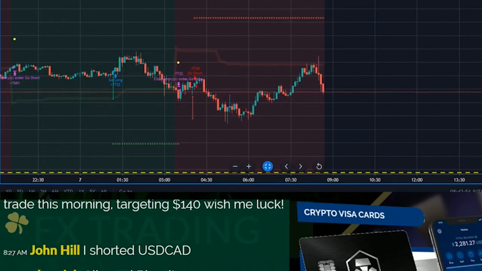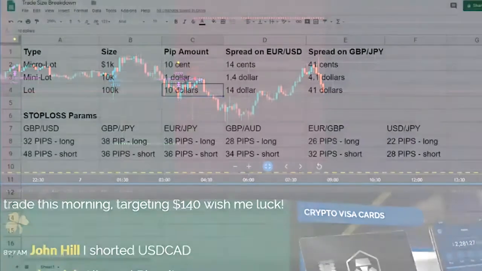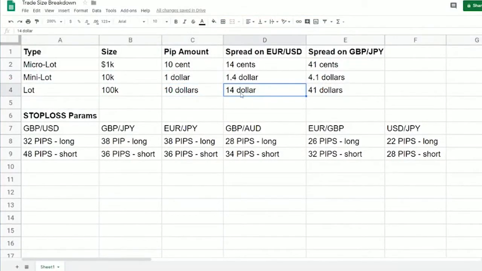So that's kind of giving you an example of that. The spread on a lot would be $14 if you bought or sold the euro dollar. Pound yen will be $41. You will be down out the gate. Now granted, pound yen moves way faster than a lot of these other major pairs, so you'll make that up fairly quickly if it's moving in the direction that you placed your trade.